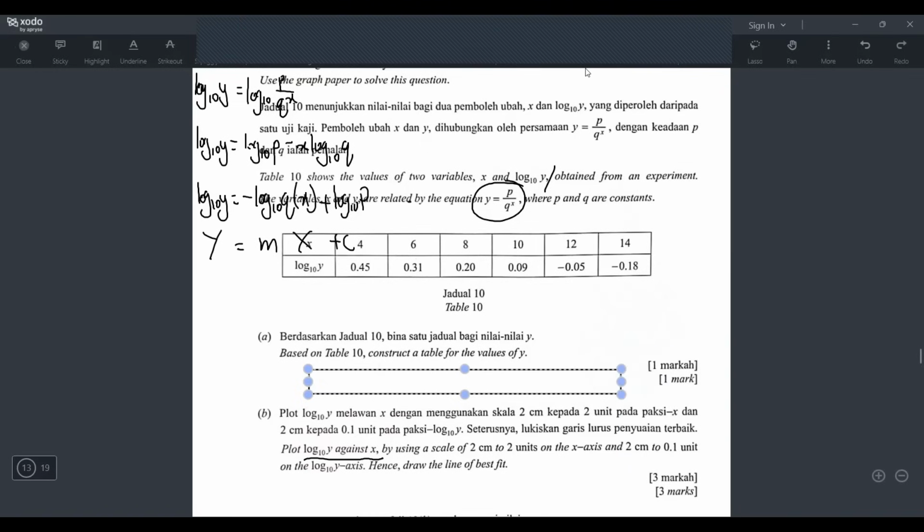First thing first, draw a table, but they only want the value of y. So I will only have one row. So how many columns will it be? 1, 2, 3, 4, 5, 6. So 1, 2, 3, 4, 5, 6.